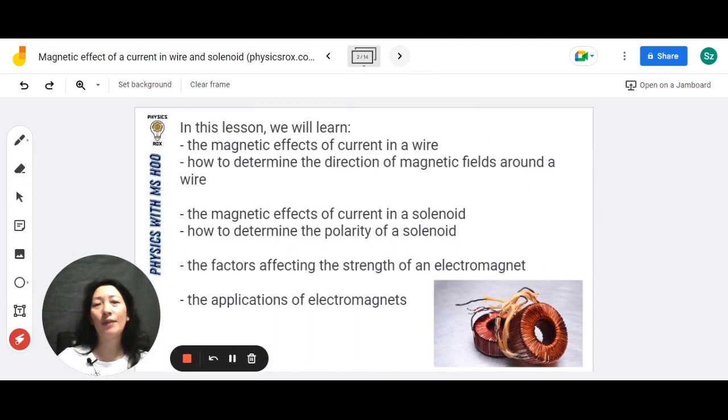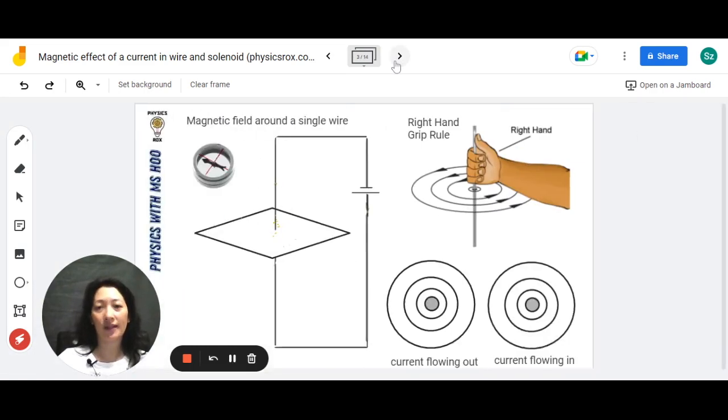In this lesson, we'll be going through the magnetic effects of current in a wire as well as how to determine the direction of magnetic fields around a wire, the magnetic effects of current in a solenoid as well as how to determine the polarity of a solenoid, the factors affecting the strength of an electromagnet, and the applications of electromagnets. So, first things first, the magnetic effects around a single wire.